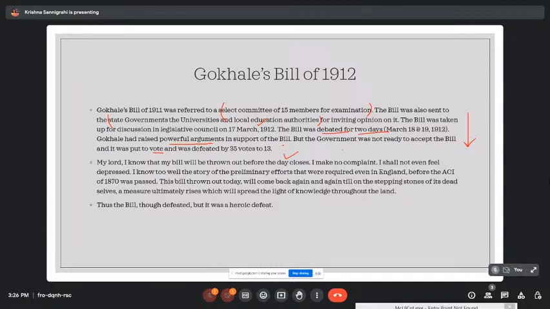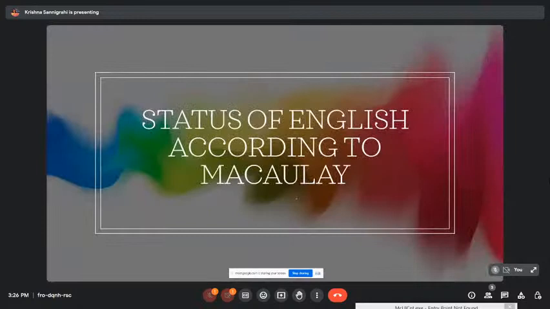And he says that he knew that the bill would not be accepted, but he will not be depressed, he will not feel bad, because the preliminary efforts that were required in England were also difficult, right? So he was sure that this bill would come back again and again, till on the stepping stones of the dead cells, a measure was made to spread the light of knowledge throughout the land. So it was defeated, but it was a heroic defeat. So it's an important milestone.